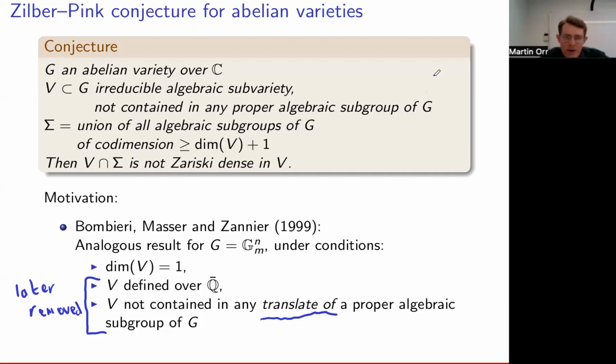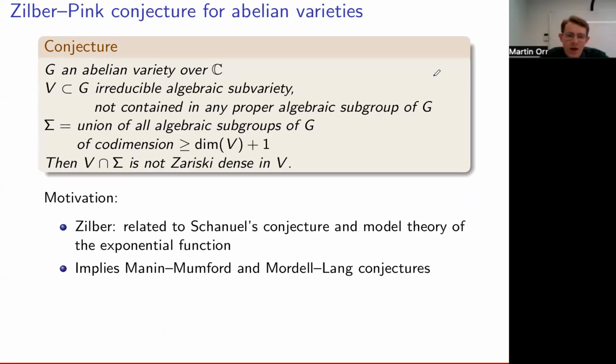So that's one place that this conjecture was motivated from. Other motivation for this conjecture, I suppose Zilber's motivation for proposing this conjecture, why it has his name attached, is that it had links to Schanuel's conjecture and the model theory of the exponential function, or maybe in the case of this abelian variety version, the model theory of the exponential functions of abelian varieties. And then a further motivation is that it implies the Manin-Mumford and the Mordell-Lang conjectures.